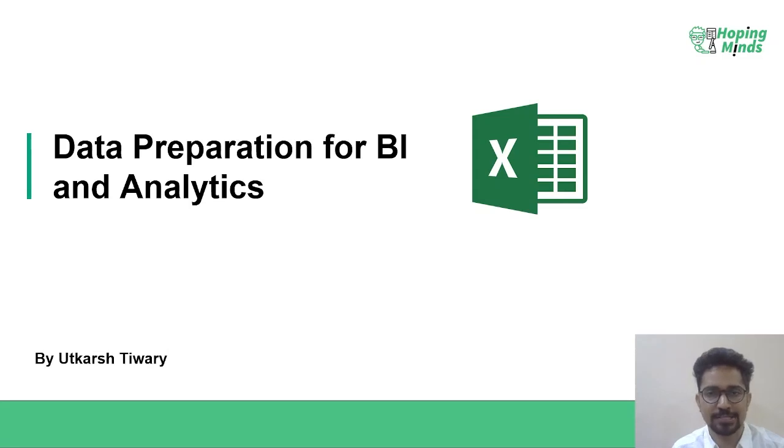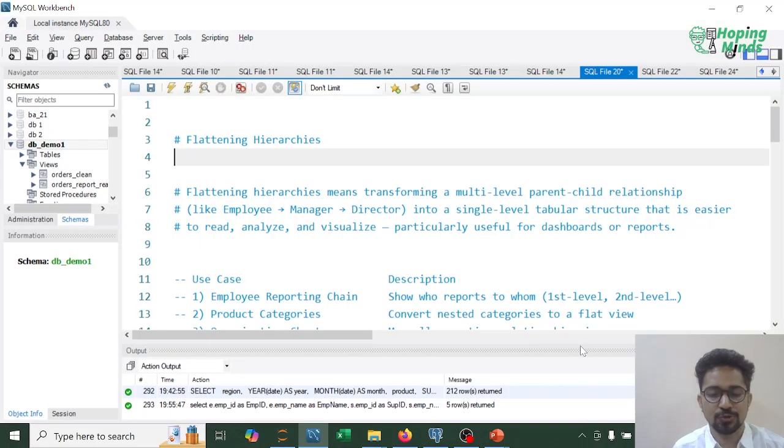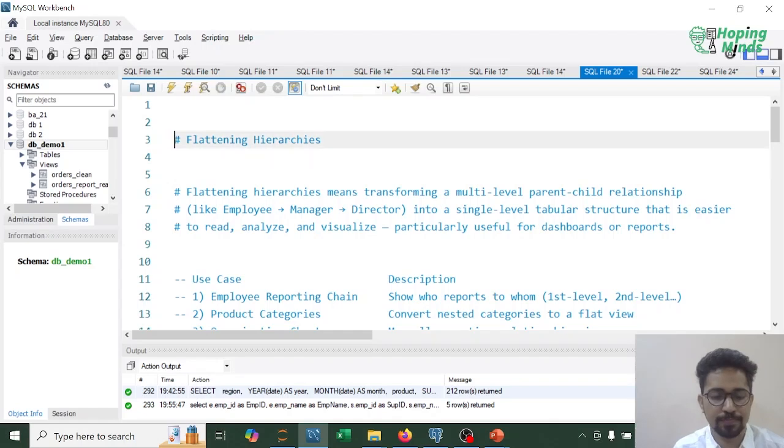So let's have a look at the agenda for this session. The agenda includes understanding what is meant by hierarchical data, and then we'll be implementing the flattening of hierarchies. Till the previous session, we have discussed data denormalization. So let's proceed with understanding what hierarchy is all about in MySQL, and then we'll implement the same in Power Query in Excel. So guys, over here we are in the MySQL Workbench.